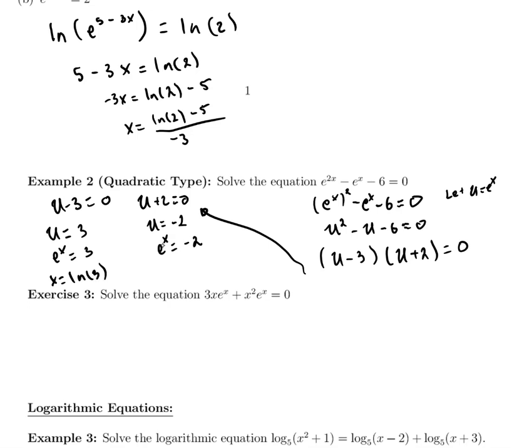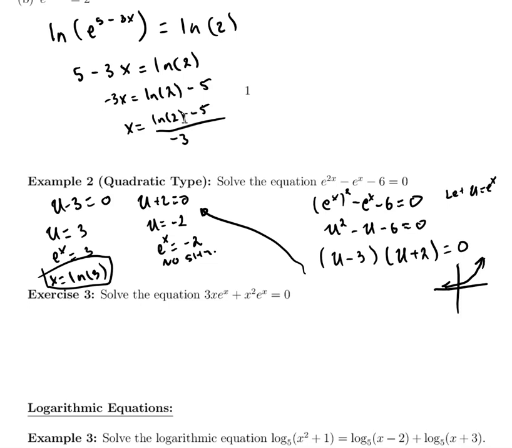And then the second one is e to the x is equal to negative 2. That can't happen though, because we know negative 2 is not in the range of our function. If you have to, draw yourself a little picture of the graph to convince yourself negative 2 is not in the range. So this is not going to give any solutions. So that natural log of 3 is our only solution.